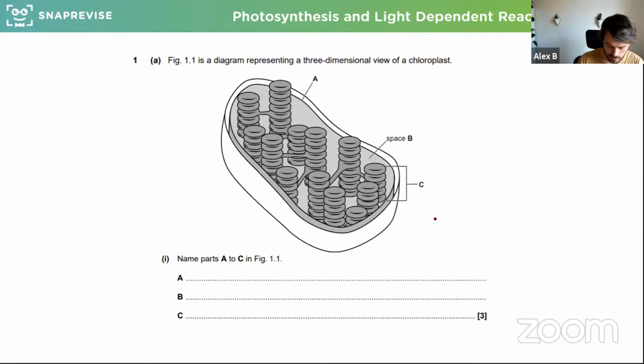Okay, so let's do a past paper question. This is just quite a nice, simple 3-marker. We're just naming the parts here. So what are these?